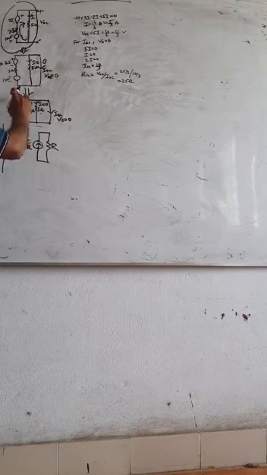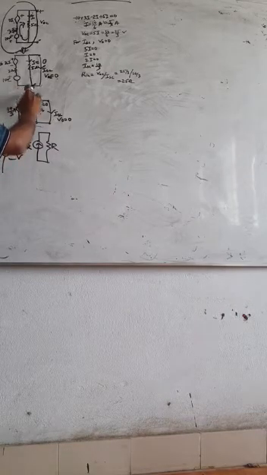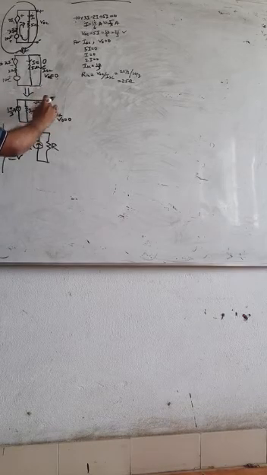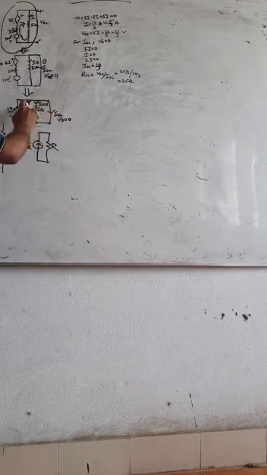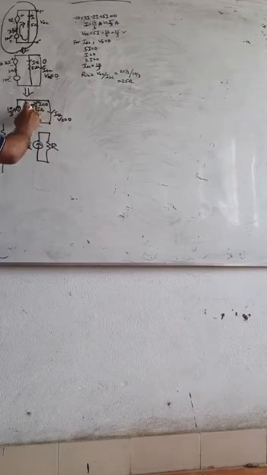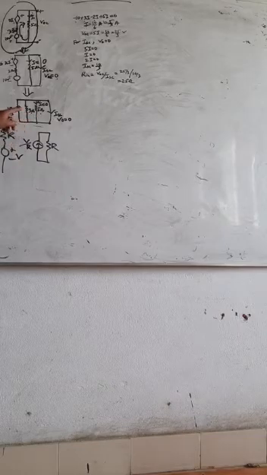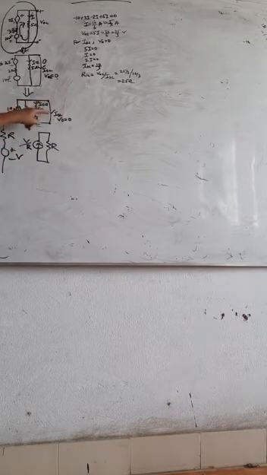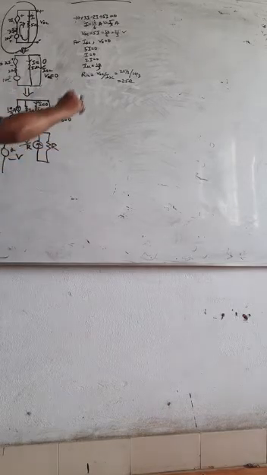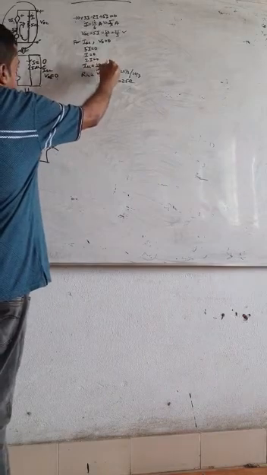So we assume in the ideal case the entire 10 by 3 ampere will flow through this short circuit terminal. No current will go through the 3 ohm and 5 ohm resistance respectively. So 10 by 3 ampere is directly flowing through the short circuit terminal. So ISC is equal to 10 by 3 ampere.